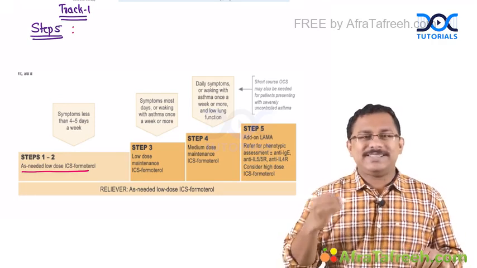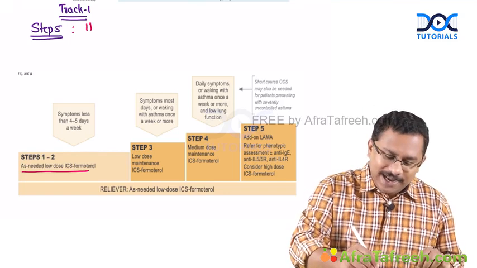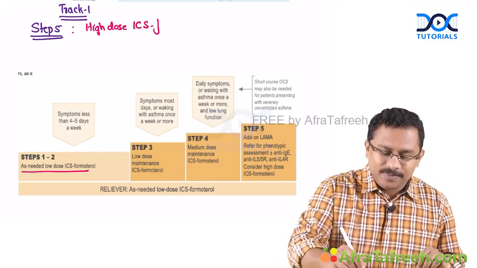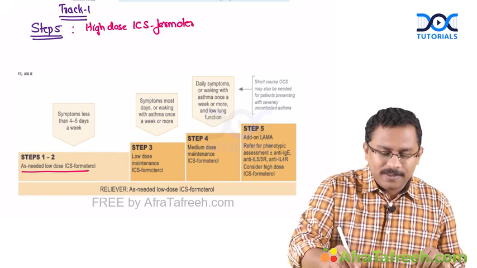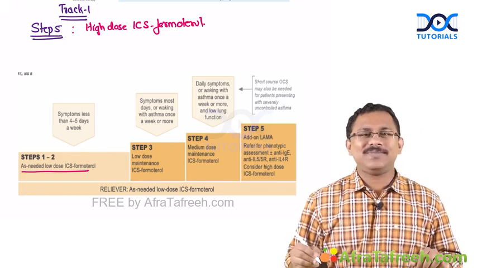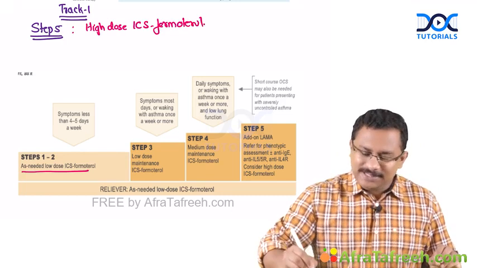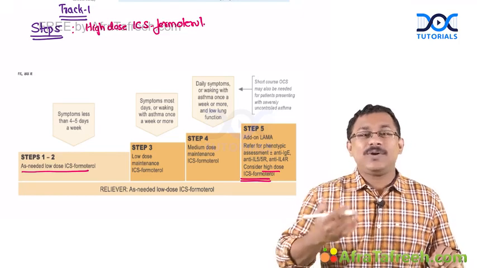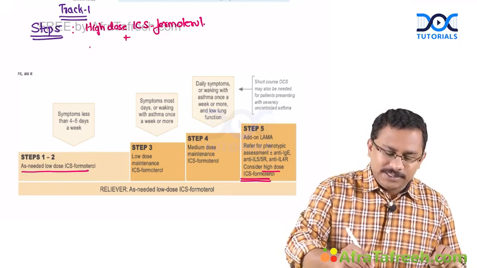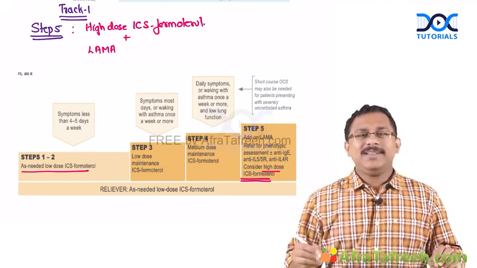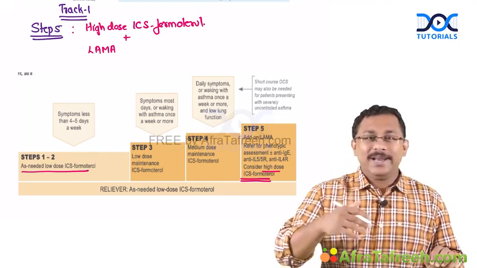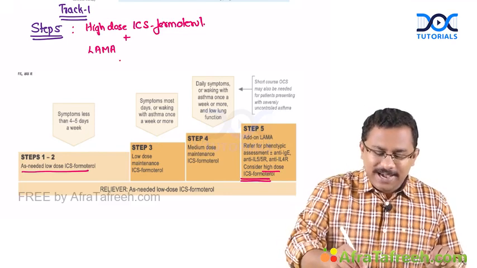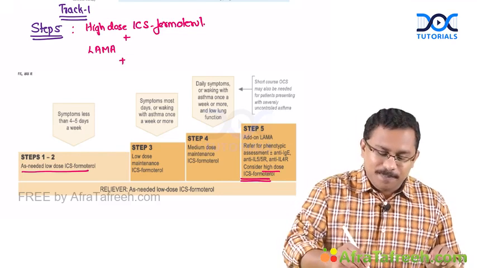So when it comes to step 5, you will require a high dose ICS formoterol combination. Now in addition to the high dose ICS formoterol, there are certain other agents that you can consider, which includes LAMA, the muscarinic agent, so long acting, like tiotropium. So you can go for LAMA, that is one option, and then you can go for the biologicals.